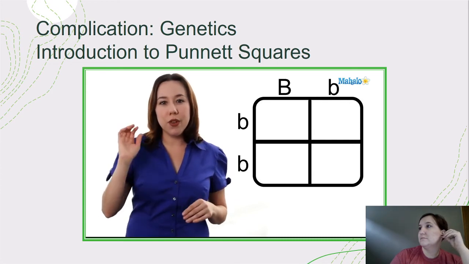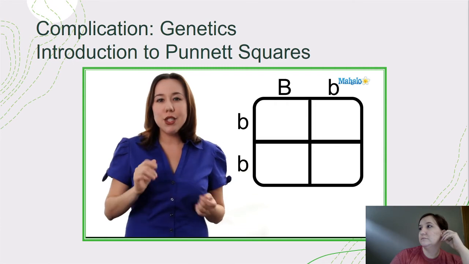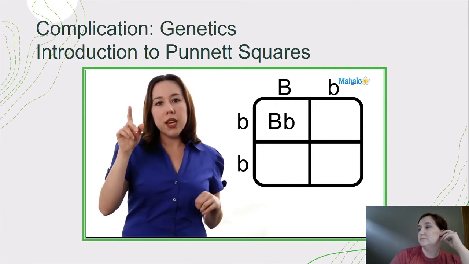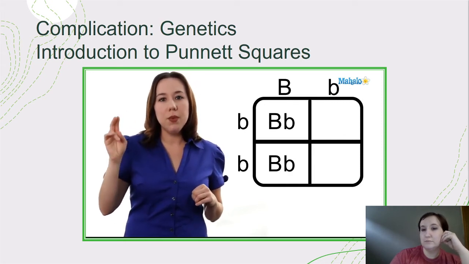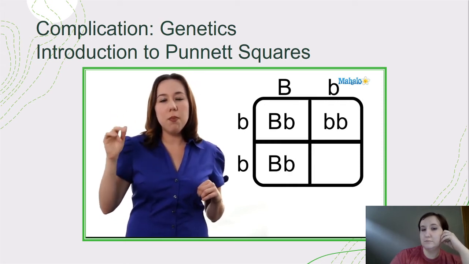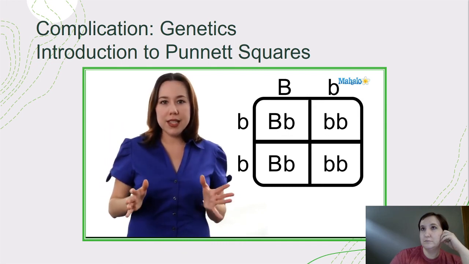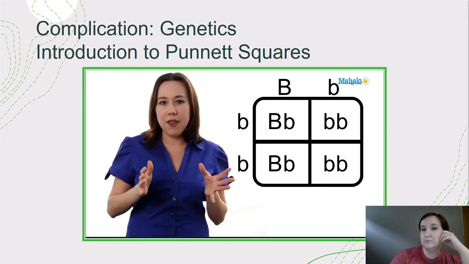Now, we're going to take one from the top and one from the left, and we're going to bring them down into those squares. So, we have on our top, big B, little b, then bring another big B, little b down. In our right square at the top, we have little b, and our bottom right square, we have little b. Okay, what does that mean for the probability of getting an offspring with what kind of eye color?